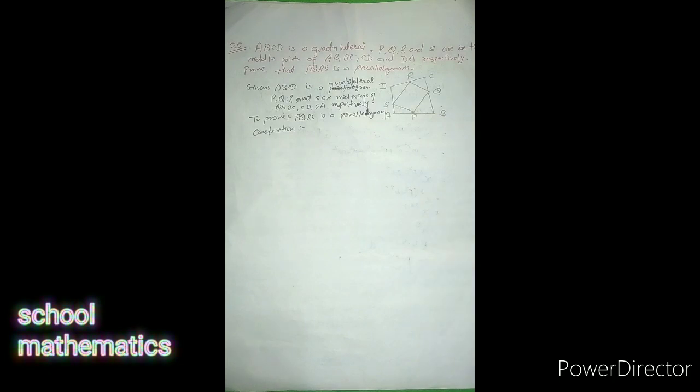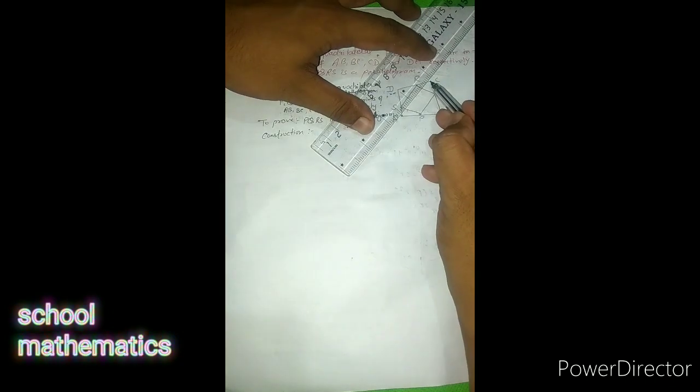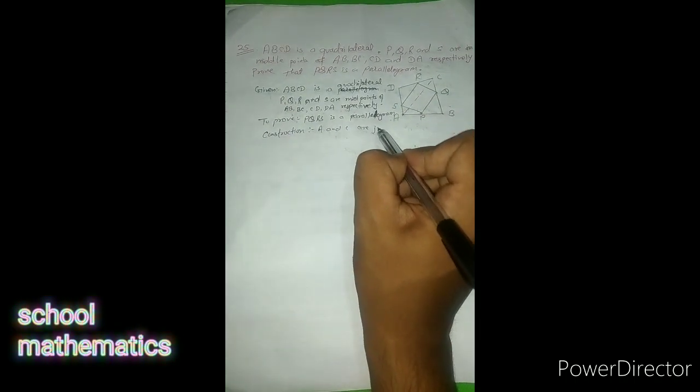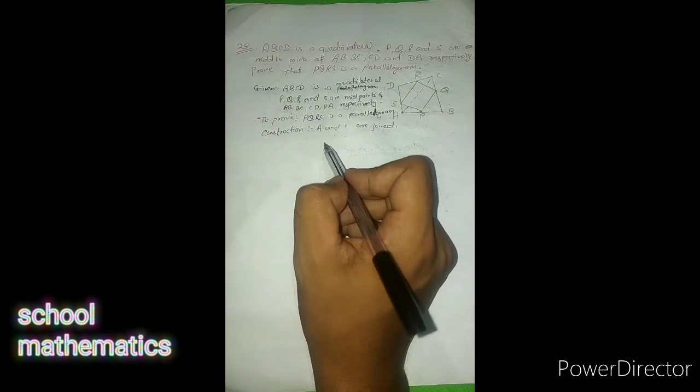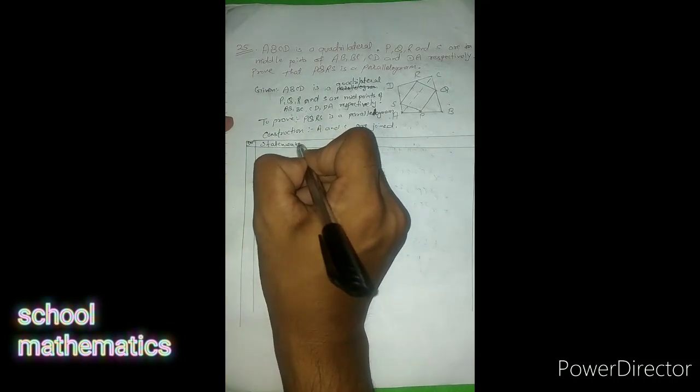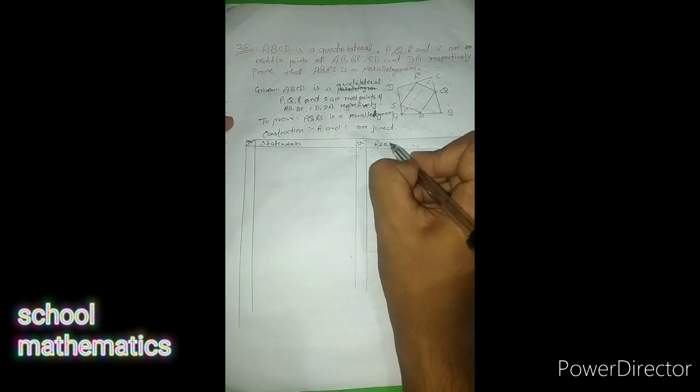Now let's join any one diagonal. Let's join this AC, or we can join BD also. A and C are joined. Now let's make a table. Serial number, statements, and on this side reasons.